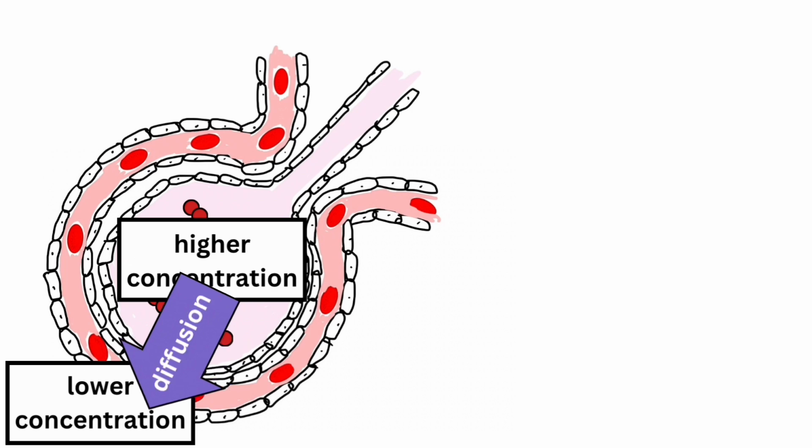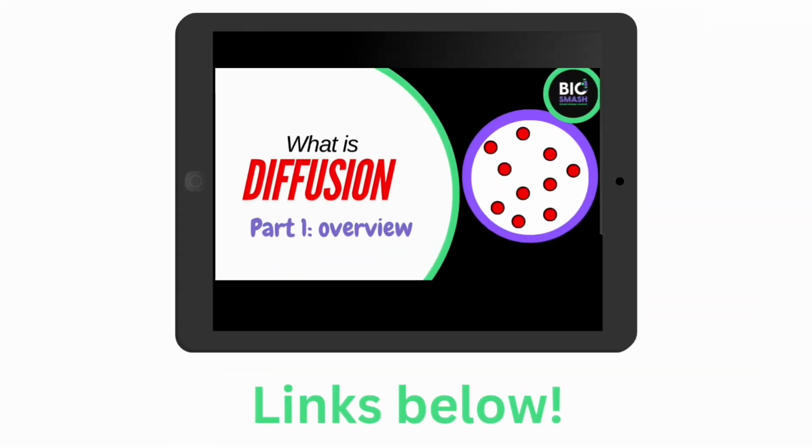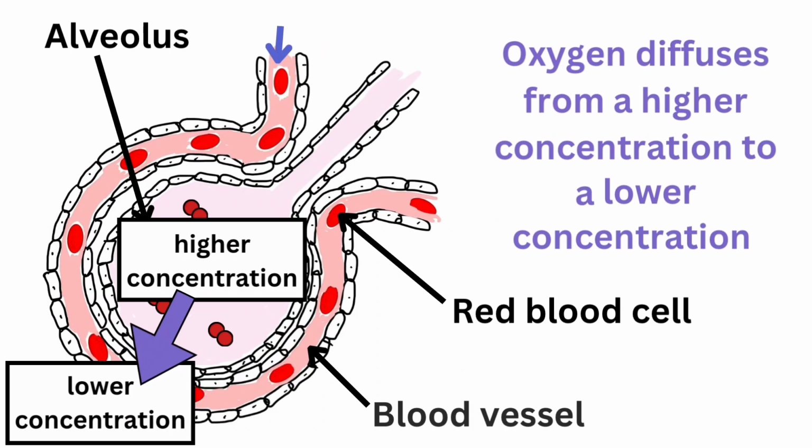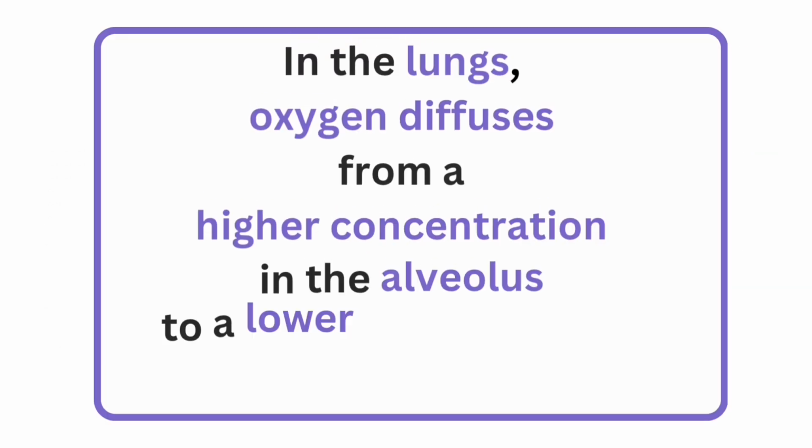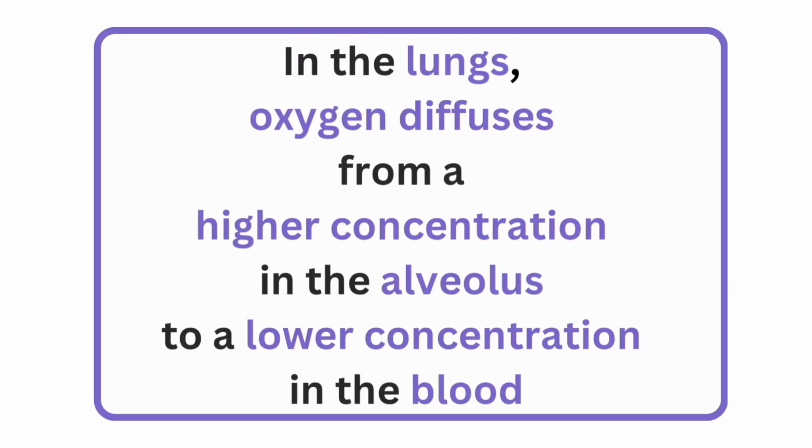And if you've watched my other videos, you might know that this is called diffusion. And if you haven't watched my other video on diffusion, you might want to check it out before you go any further, and the link is below. So in the alveolus, the oxygen will diffuse from a higher concentration in the alveolus to a lower concentration in the blood. If we need to describe that in writing, we can write: in the lungs, oxygen diffuses from a higher concentration in the alveolus to a lower concentration in the blood.